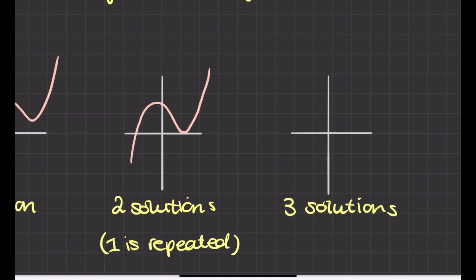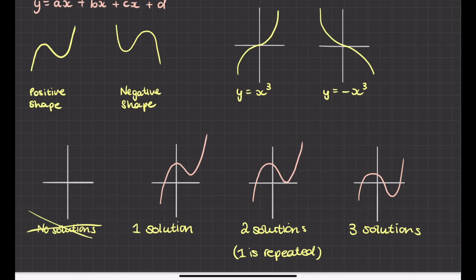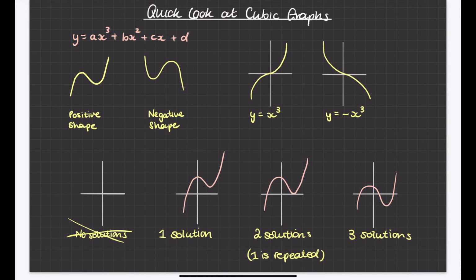I could even have three solutions. It could cross the x-axis three times: 1, 2, 3. That's the maximum number of solutions that you can have for a cubic. So if you have a sketch or you've plotted it, you'll hopefully be able to see very quickly how many solutions there are for your cubic graph.